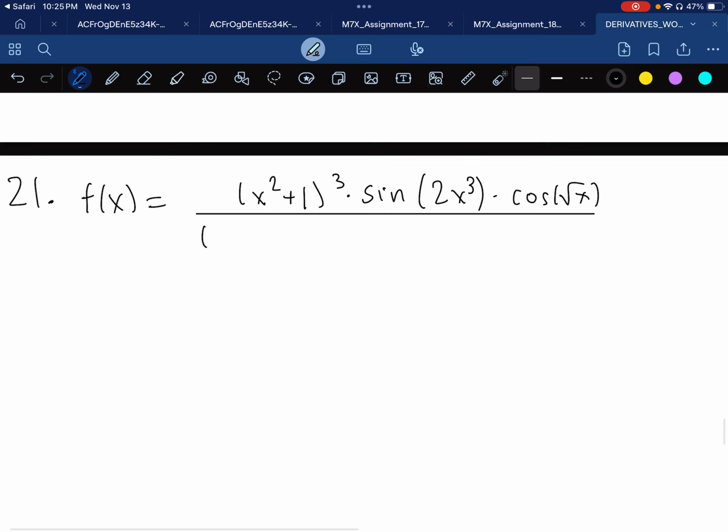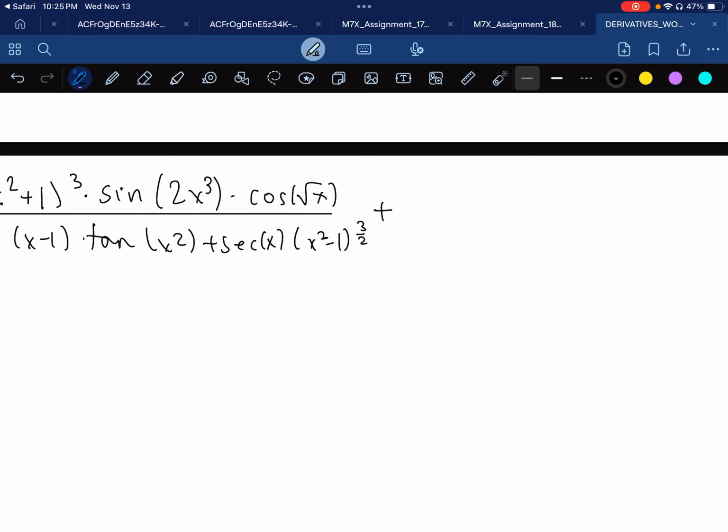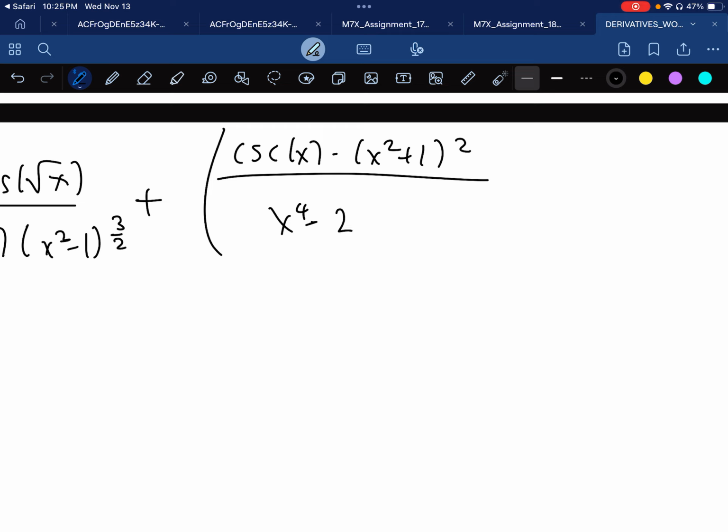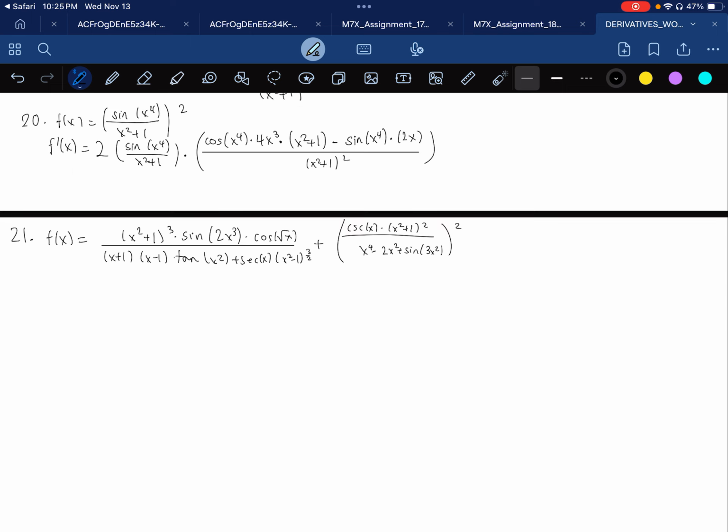Okay, then here we have (x plus 1)(x minus 1) times tangent of x squared plus secant of x times (x squared minus 1), all to the 3 halves. Okay, plus cosecant of x times (x squared plus 1) squared over x to the fourth minus 2x squared plus sine 3x squared. Now, this does look daunting, but I can assure you it's actually not as bad as it looks.